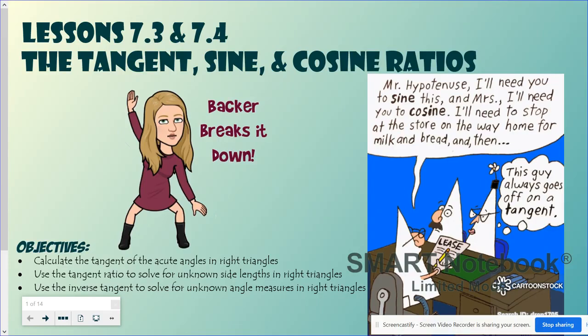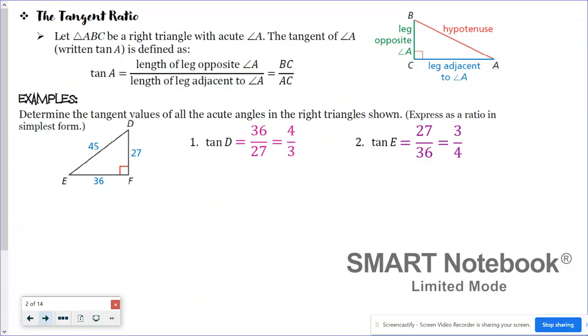In this episode, we are going to find tangent, sine, and cosine ratios, and we're going to use them to solve for unknown side lengths in right triangles. So previously, we've done this, okay?